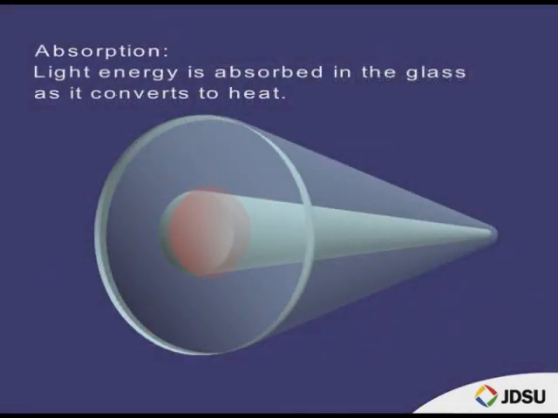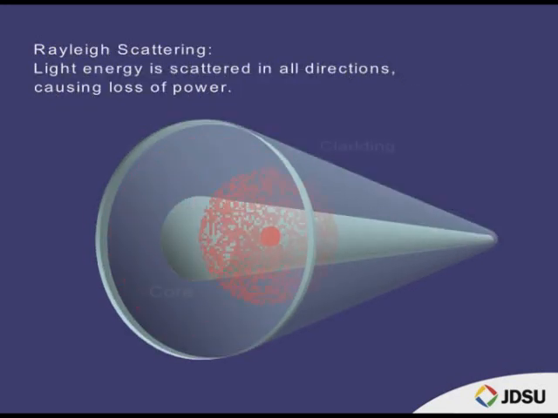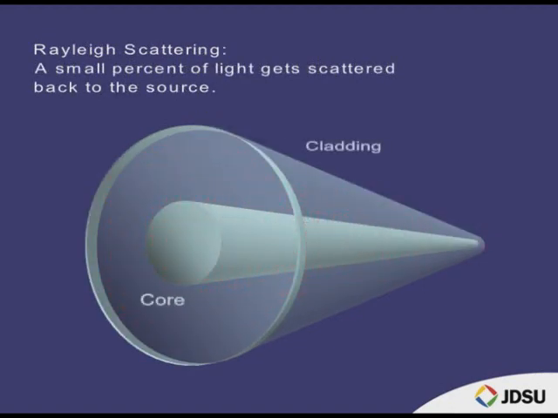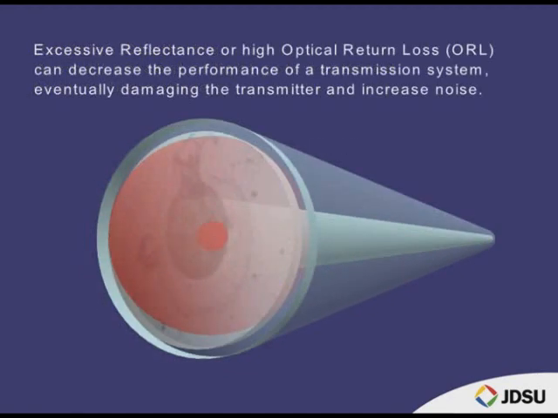Let's take a look at a few of the causes of light loss in fiber optics. Absorption. Light energy is absorbed in the glass as it converts to heat. Rayleigh scattering. Light energy is scattered in all directions, causing loss of power. Since the light is scattered in all directions, a small percentage is directed 180 degrees back to the source. This, in fact, is what an OTDR measures.